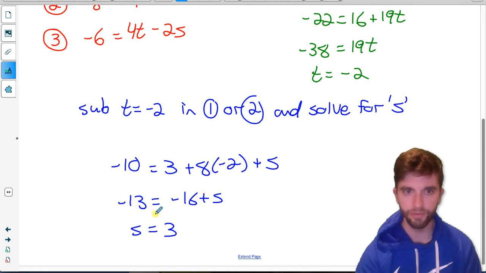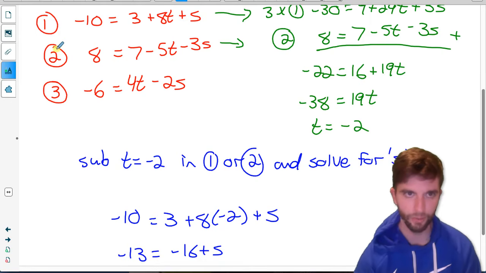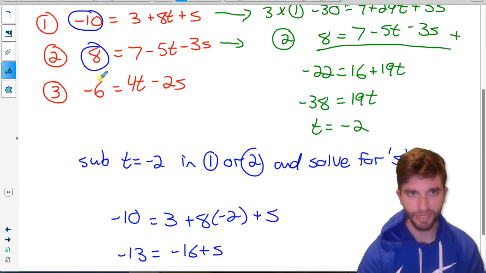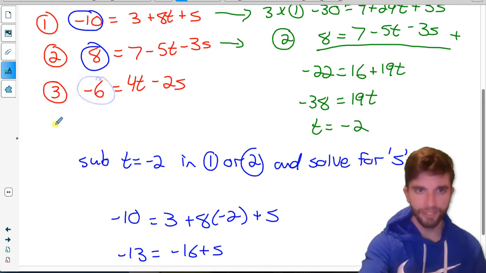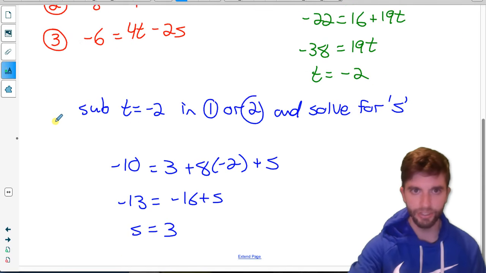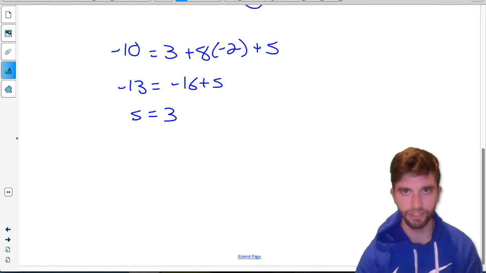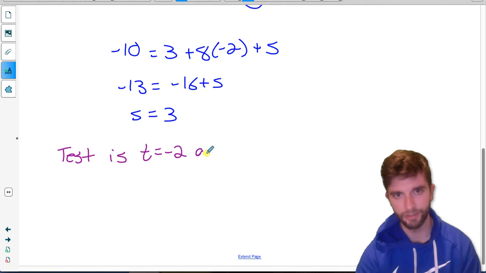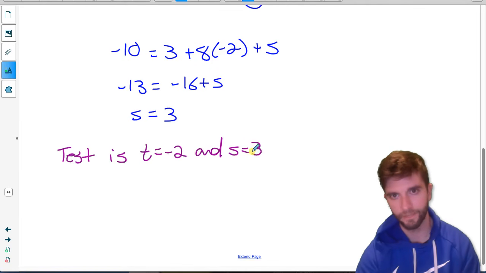So I've now solved for s and t that make equation 1 and 2 both true. So that'll get me to the correct x and y coordinate. But do those t and s values get me to the correct z coordinate? So we have to check the t and s values into equation 3. This is the important part of the question. Test if t equals negative 2 and s equals 3 satisfy the third equation.